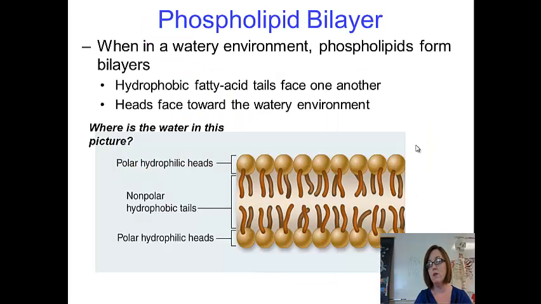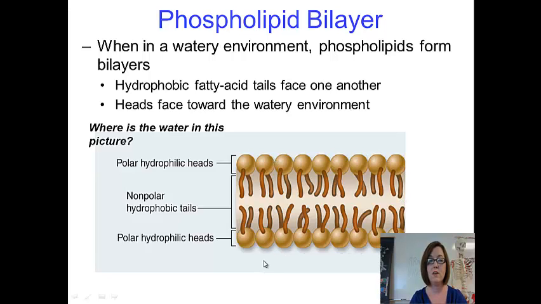So when in a watery environment, phospholipids will automatically form bilayers. If you were in a lab and you had some pure phospholipid and put it in some pure water, you would automatically form bilayers. In a bilayer, the hydrophobic fatty acid tails face each other. Right, so you have two layers, that's the bi in bilayer. The tails that are hydrophobic face each other, whereas the heads, the circles, face the watery environment.